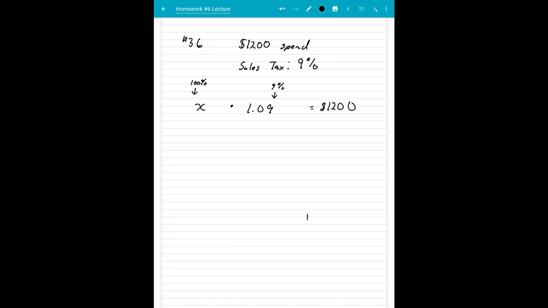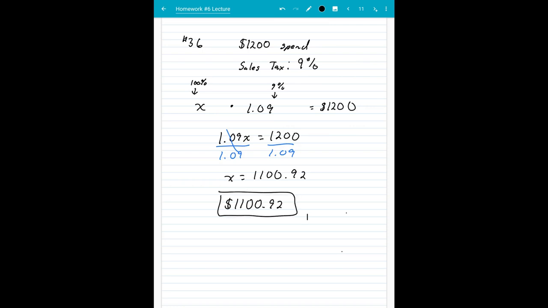We need to figure out what the price of the item is. If I multiply those two numbers, we can use what we call the commutative property. I can rewrite that as 1.09x equals 1200. Just like we learned in the algebra section, in order to solve for x, it doesn't matter if there's a decimal in front. We divide by 1.09 on both sides. And that gives us x equals 1100.92. So the max he can spend on the table and chairs is $1,100.92.